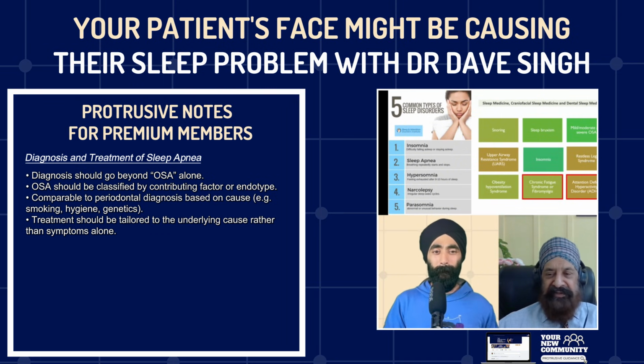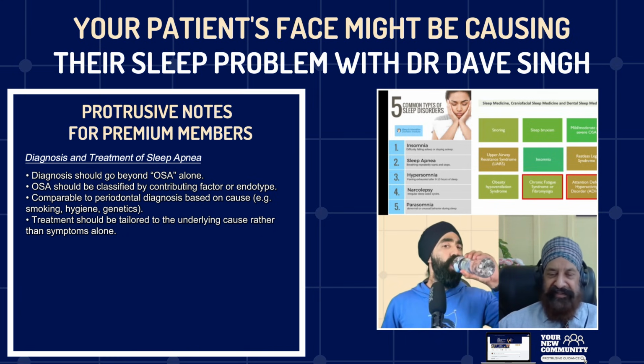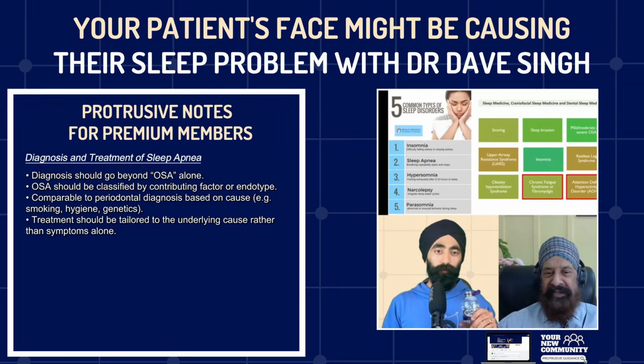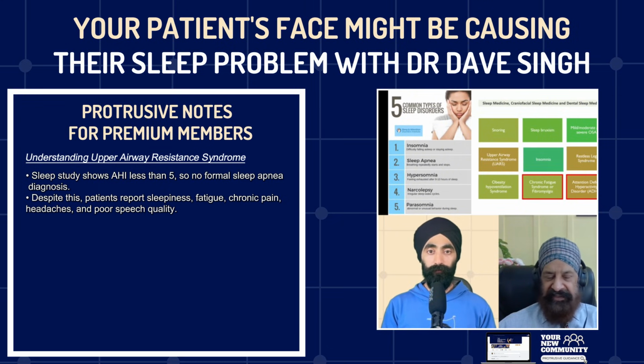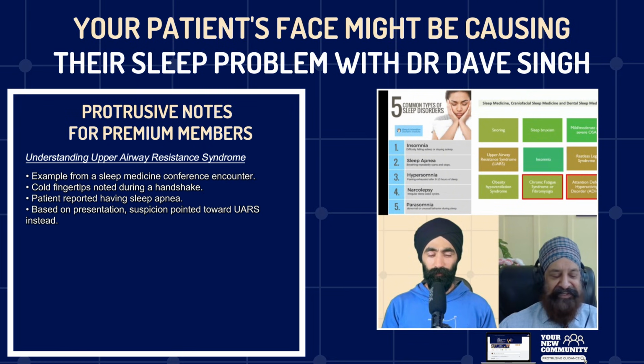And again, thinking about the diagnosis of mild sleep apnea, for example, let's go a little bit upstream and make it even less severe. Now we're talking upper airway resistance syndrome. In other words, this patient had a sleep study and the apnea-hypopnea index was less than 5. Okay, they did not have sleep apnea. However, they report sleepiness, maybe they have fatigue, maybe they have chronic pain, maybe they have headaches, and generally not sleeping very well.